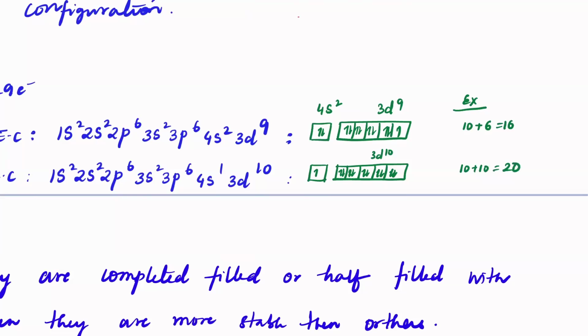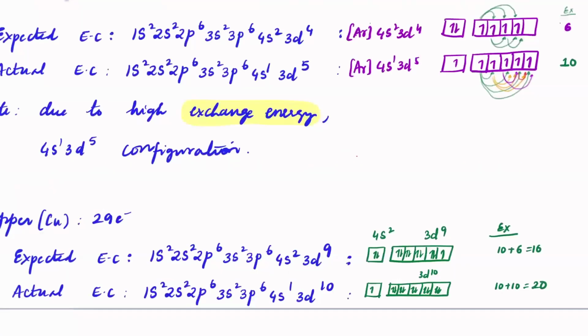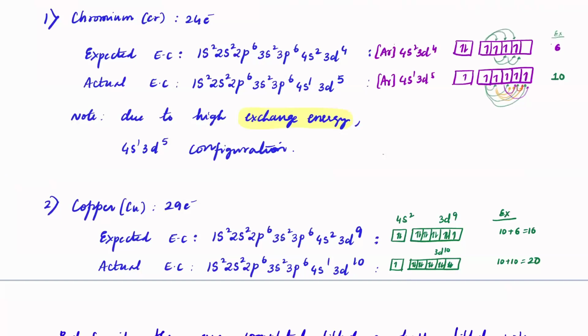Now again check out how much is the difference in the exchange energy. 4 units of difference. So 4 exchanges will always overpower the energy required for one electron to go here. Hence, this is a better configuration, 4s1 and 3d10. Clear, beta? So I hope you understood why chromium and copper have exceptional configurations this way. All good? Please check.